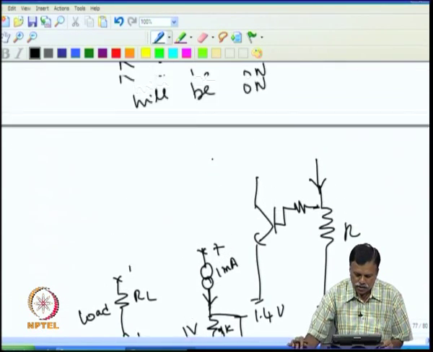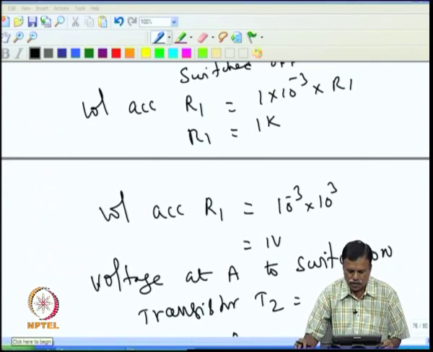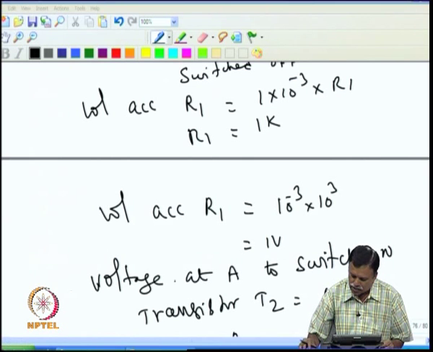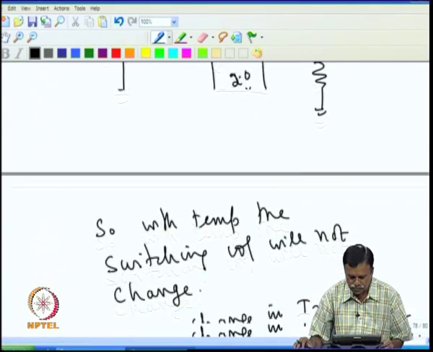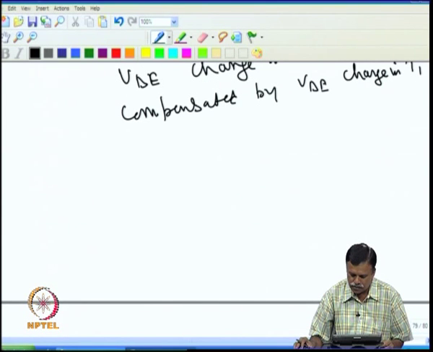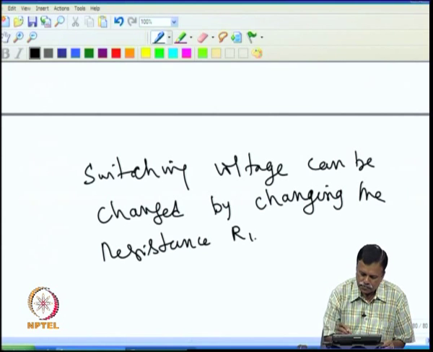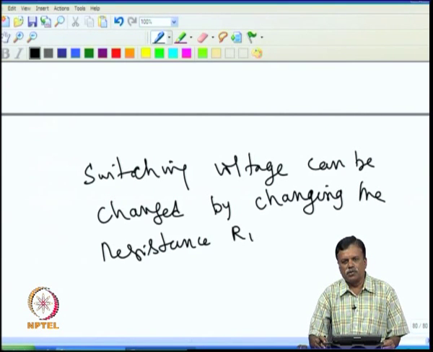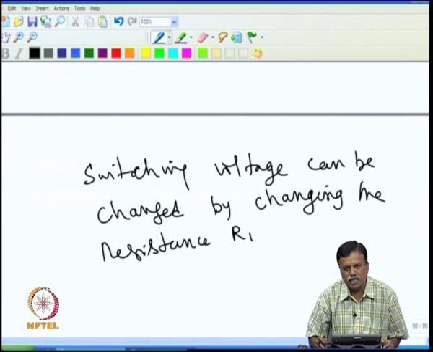R, I think that is kept as R2, that is R1. So, the switching voltage can be changed by changing the resistance R1. So, the transistor can be used easily as a comparator to switch at the required voltage, and that is insensitive to temperature change.